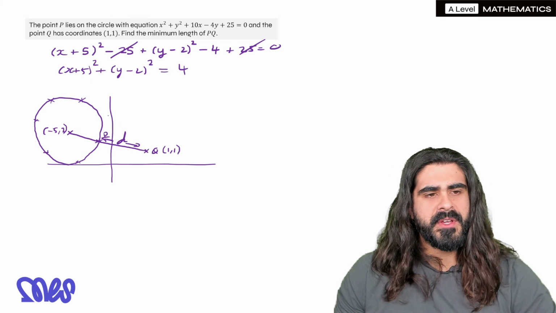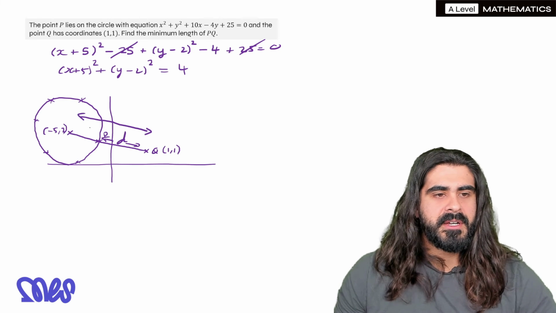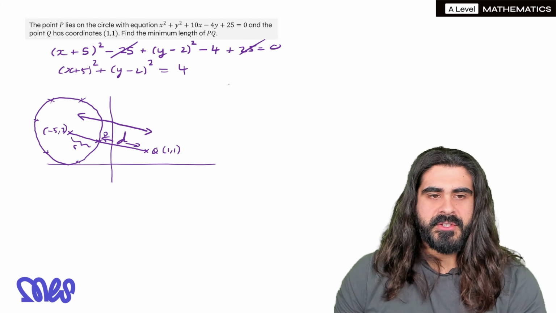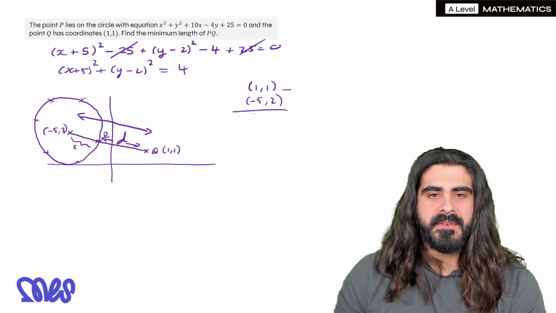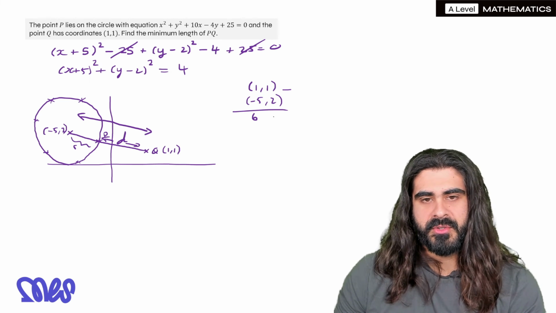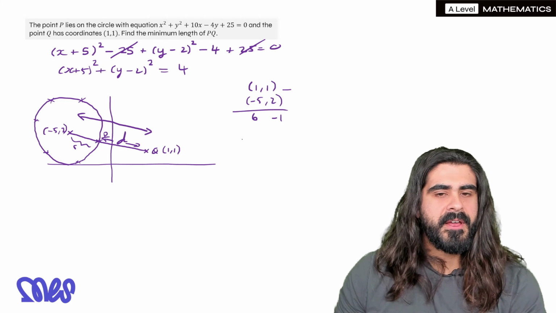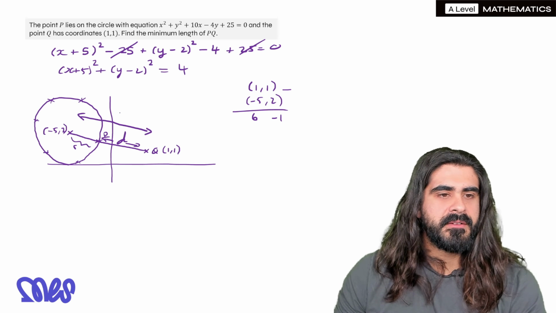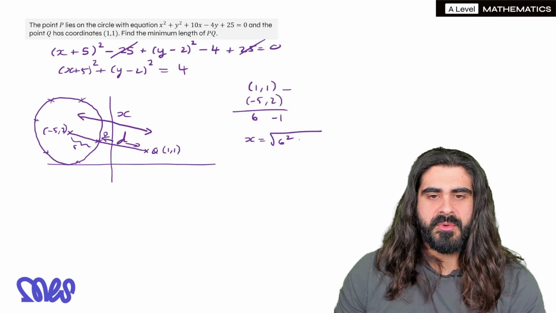So how do we do that? Well, nice and simply, we work out the distance between Q and the center, and then the only thing we need to subtract is the radius. So let's do that. We're going to do 1, 1 minus minus 5, 2. 1 minus minus 5 is 6. 1 minus 2 is minus 1. So that long distance is, let's call it x. x is root 6 squared plus 1 squared, which is just root 37.